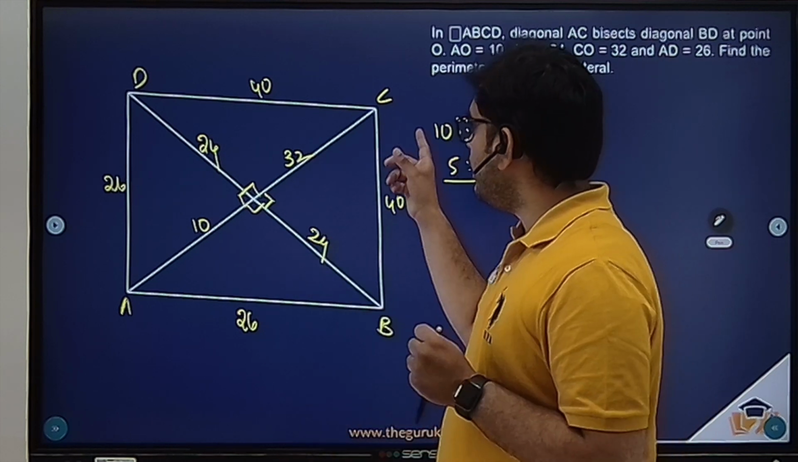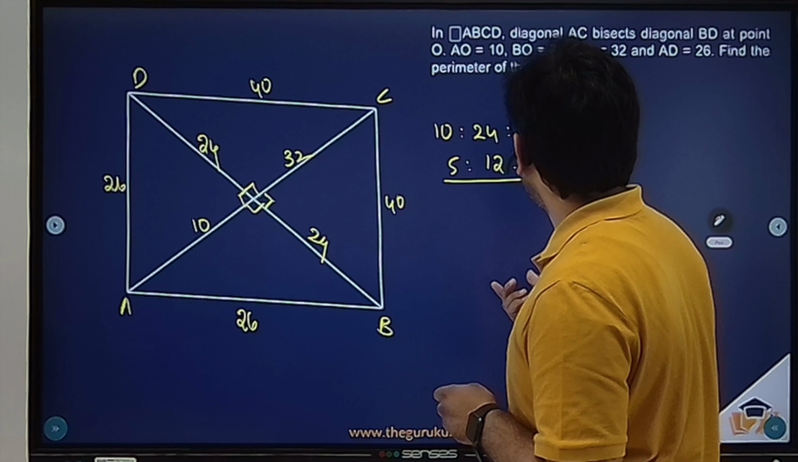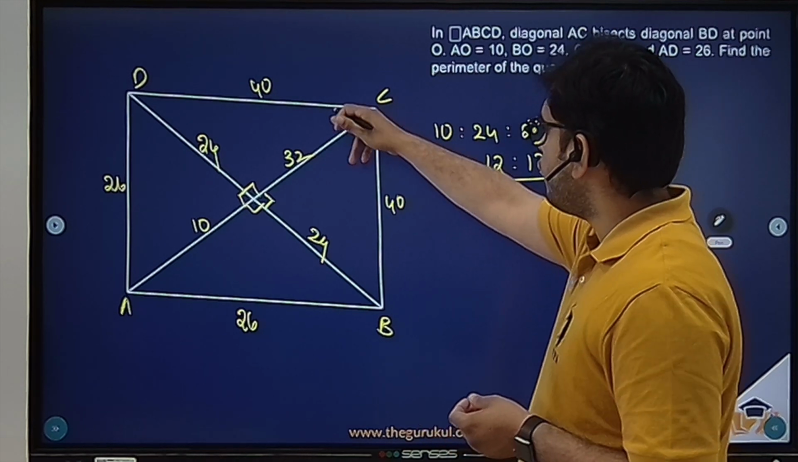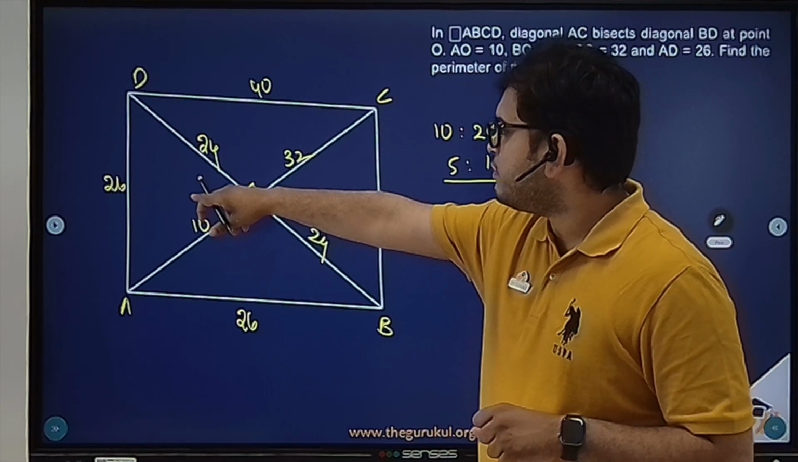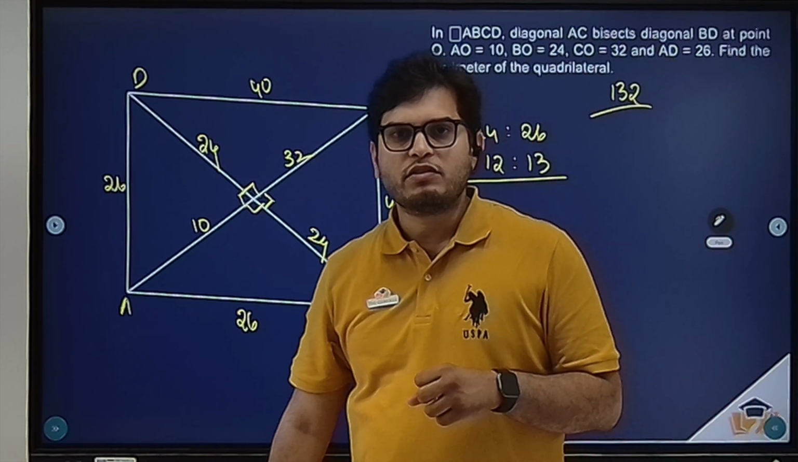Now you have lengths of all the sides of this quadrilateral. Now what was asked? We are asked to find the perimeter of the quadrilateral. So 40 plus 40, 80, 80 plus 52, 132 units should be the answer for this question.